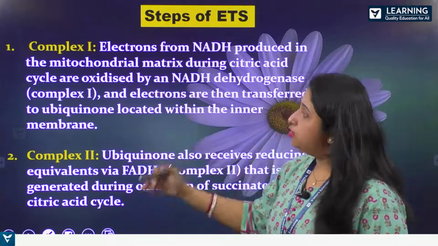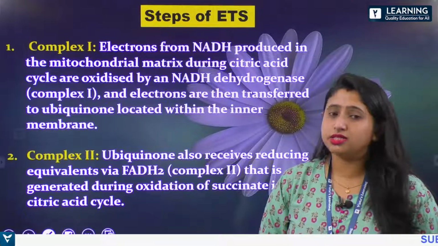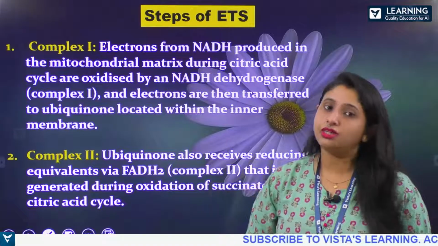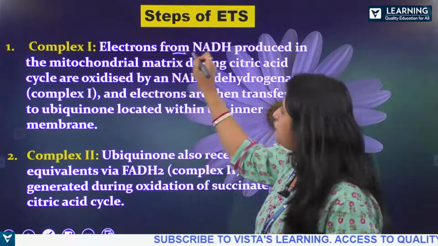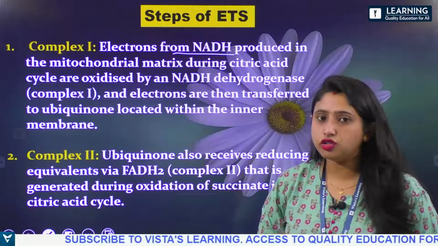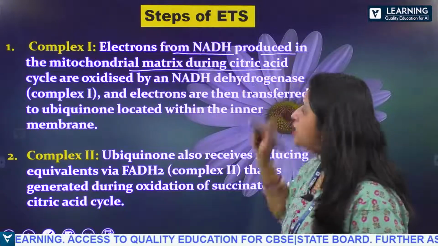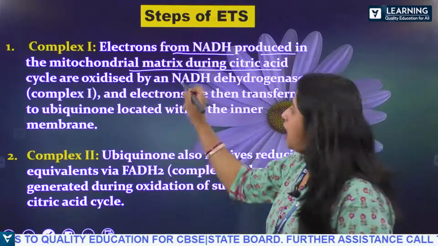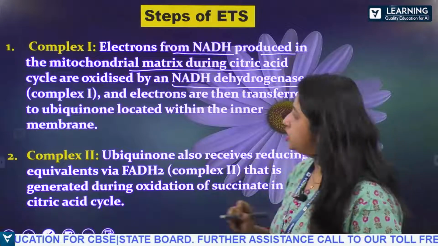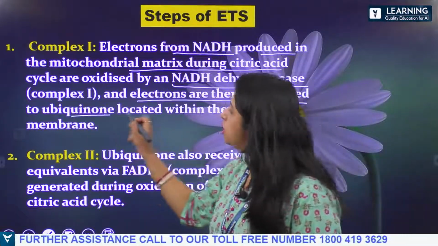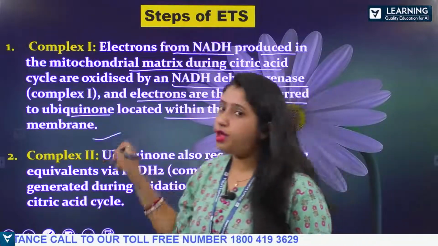You can note down these are the various complexes of the electron transport chain, that is complex 1. So what happens in complex 1? Electrons from NADH, produced in the mitochondrial matrix during the citric acid cycle, are oxidized by NADH dehydrogenase, and electrons are then transferred to ubiquinone located within the inner membrane.